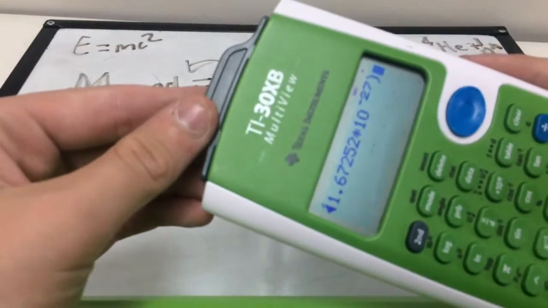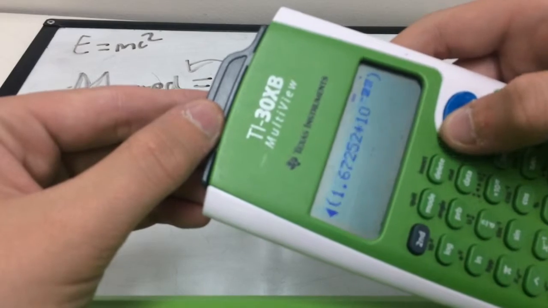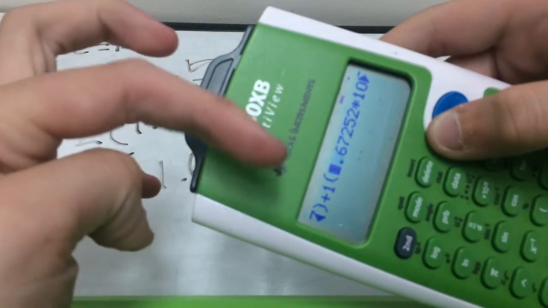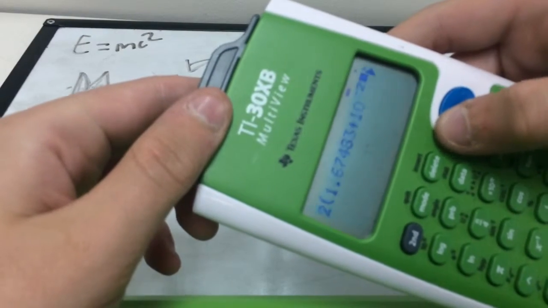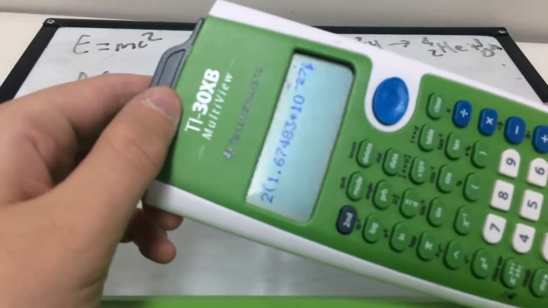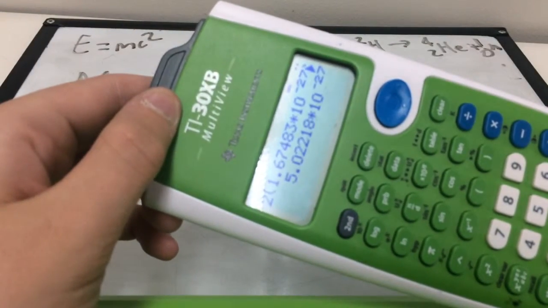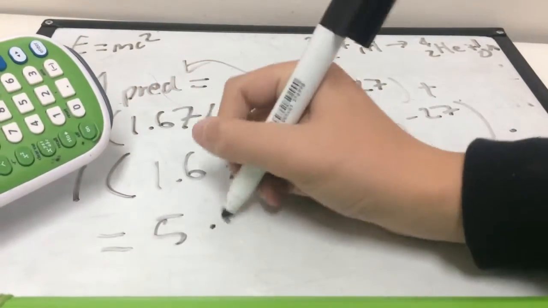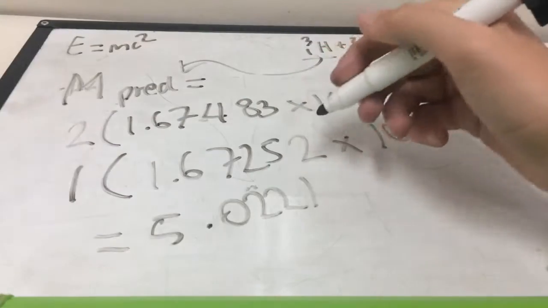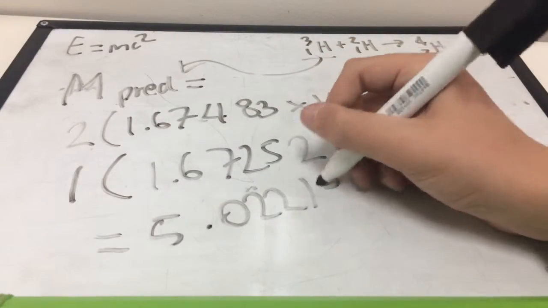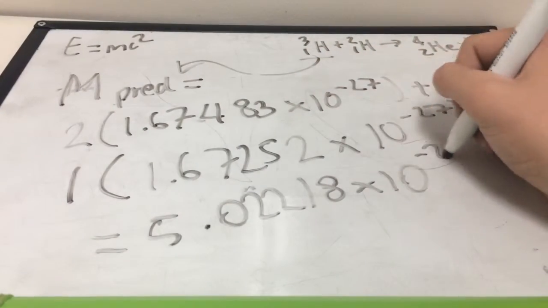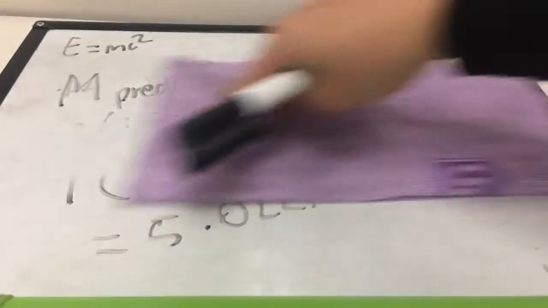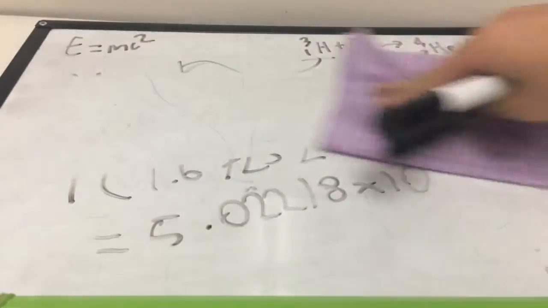So this is what my calculation now looks like. As you can see, I'll put the whole formula in here. So if I press enter, we get 5.02218 times 10 to the negative 27, and that is our predicted mass. The mass of all our nucleons. That is all the predicted mass is.